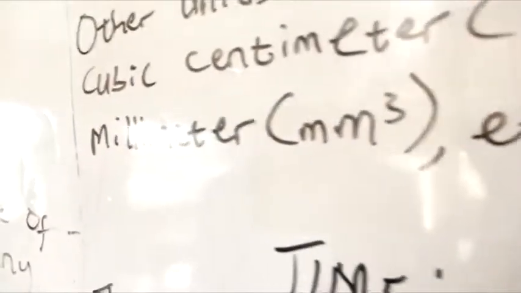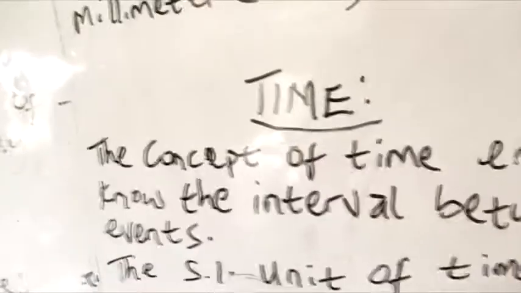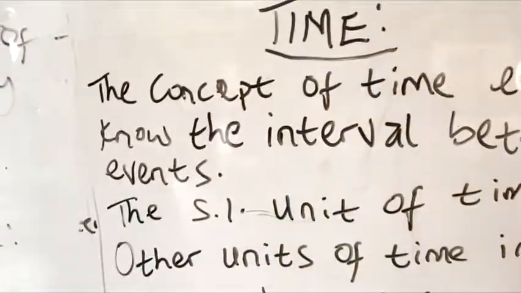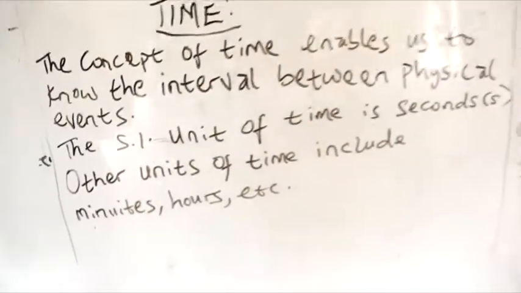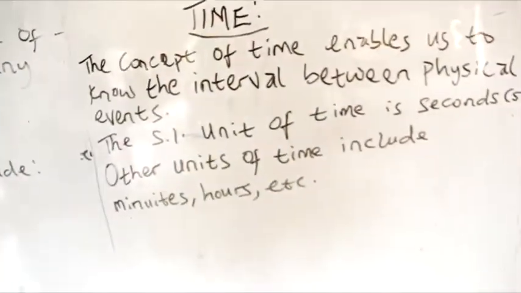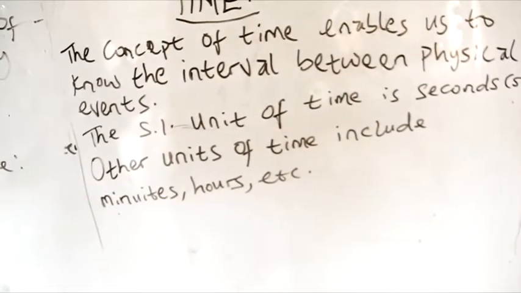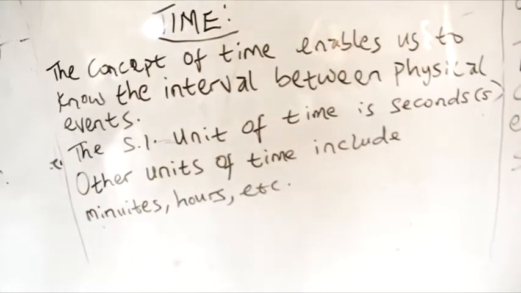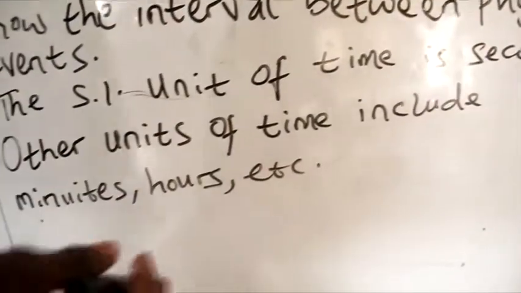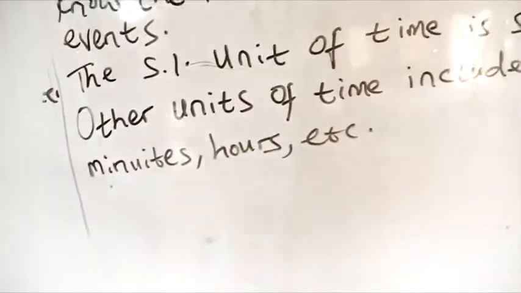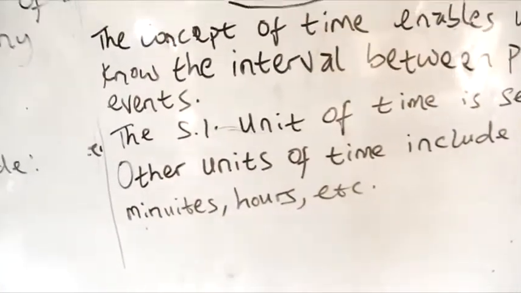So let's quickly go into the next concept, time. Now the concept of time enables us to know the interval between physical events. So the SI unit of time is what we know very well, seconds. The symbol is written in bracket s. Other units of time include minutes, hour, day, week, year, even a century, a millennium, a decade, as much as you can remember.